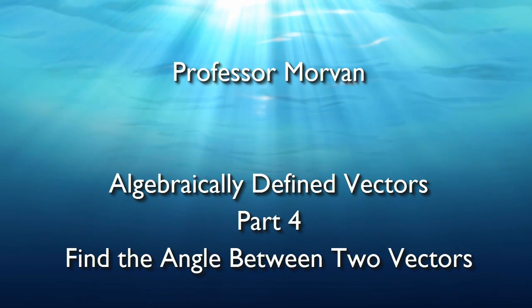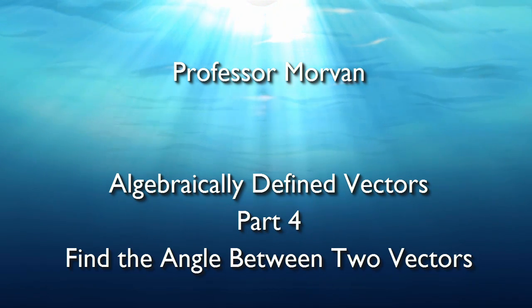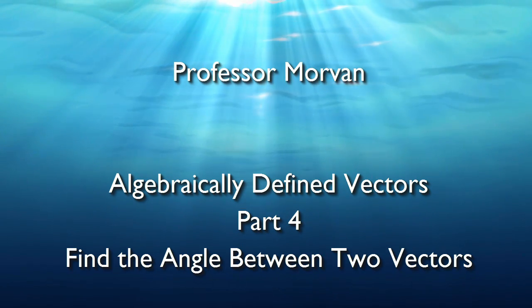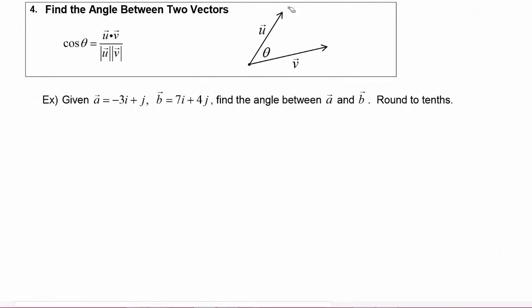In part 4 of our lesson on algebraically defined vectors, you will learn how to find the angle between two vectors. Take a look at this diagram. We have vector u and vector v with an angle of theta between them.